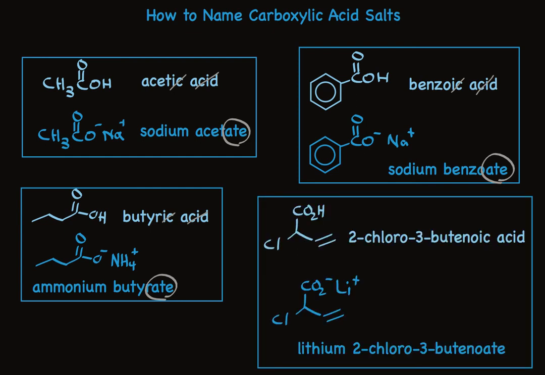And one last example, using the IUPAC systematic nomenclature. We do the very same thing. 2-chloro-3-butanoic acid, by dropping the IC and the acid and adding the ATE, it becomes 2-chloro-3-butanoate. The full name is lithium 2-chloro-3-butanoate. Naming carboxylic acids and their salts is straightforward using the 8-step procedure of the IUPAC nomenclature.